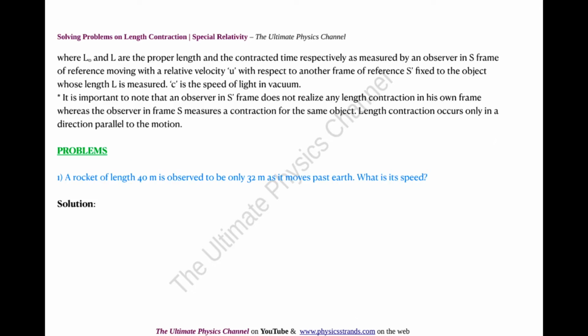So now let's do some problems. Alright, the first problem is: a rocket of length 40 meters is observed to be only 32 meters as it moves past Earth. What is its speed?